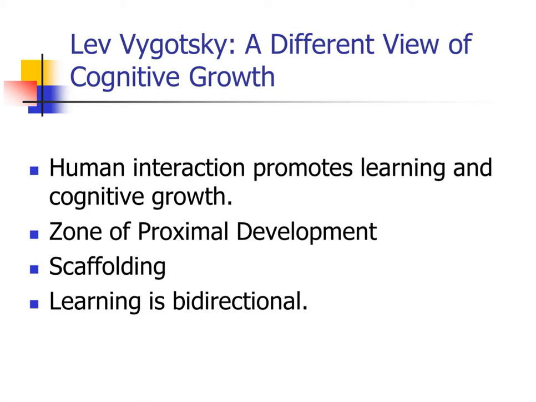So what Lev Vygotsky looked at was that human interaction promoted learning and cognitive growth. He was big into the social and cultural context, and what he believed was that helping children get to independence was through a collaborative type of learning. And so when we talk about the zone of proximal development, better known in the education world as the ZPD, it's moving from a level of what they can do for themselves to what they need help with.